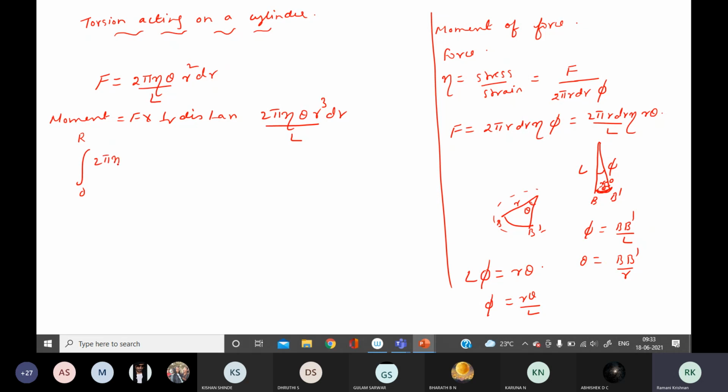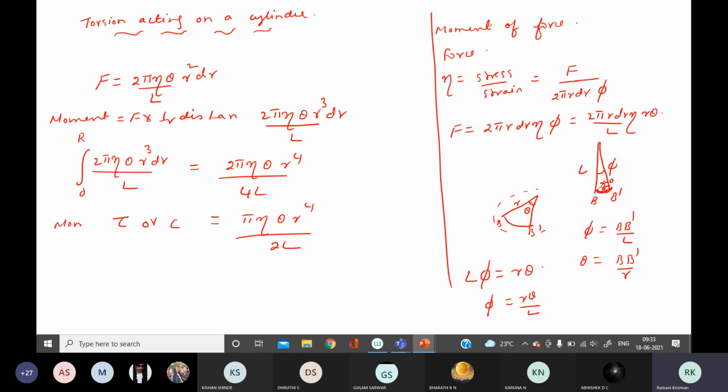Integrating 2πηθ R³ dr by L, I get 2πηθ R⁴ by 4L, which is equal to πηθR⁴ by 2L. This is the couple acting on the cylinder, or the torque acting on the cylinder, or the moment of force. This is a 10 mark question that is asked.